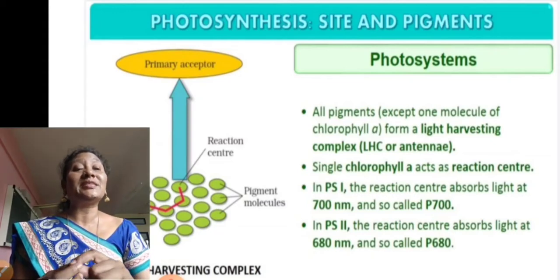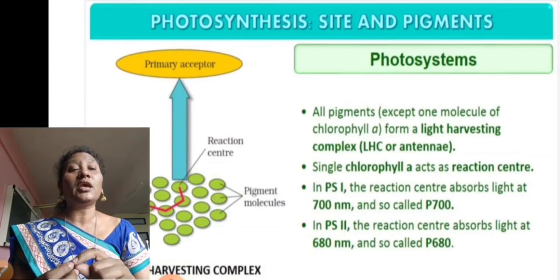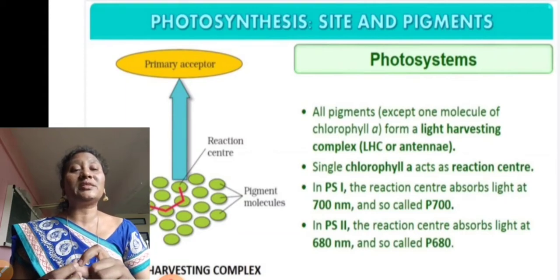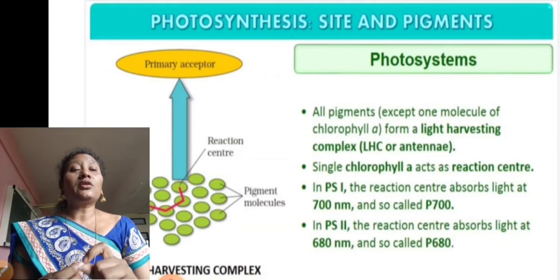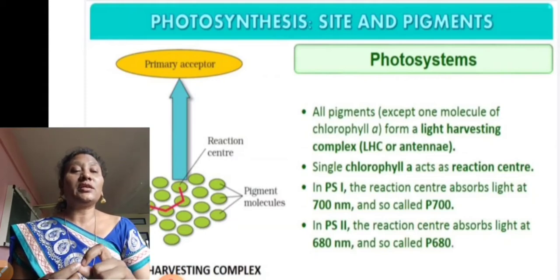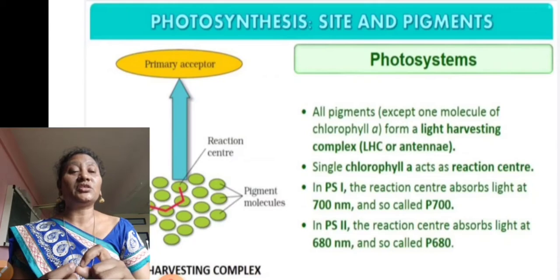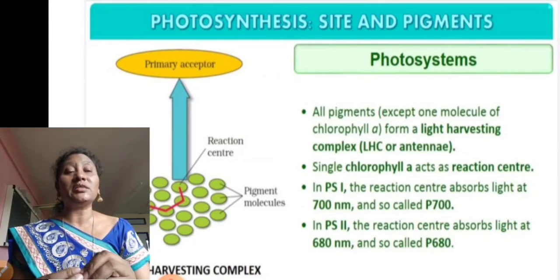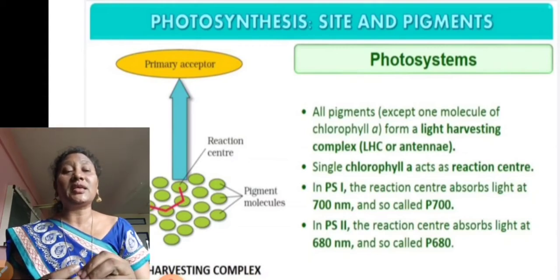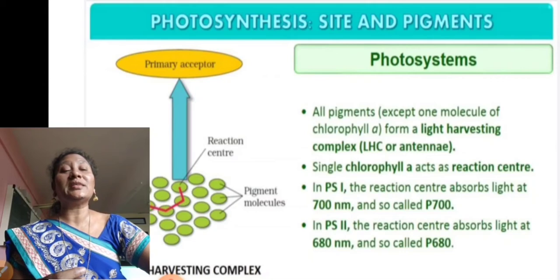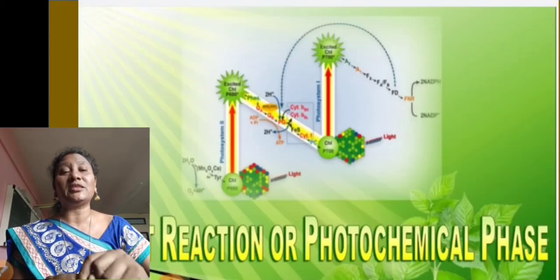All pigments except one molecule of chlorophyll A form the light harvesting complex, that is in the grana. A single chlorophyll acts as the reaction center of PS1. The reaction center absorbs light at 700 nanometers and is called P700. In PS2, the reaction center absorbs light at 680 nanometers and is called P680.